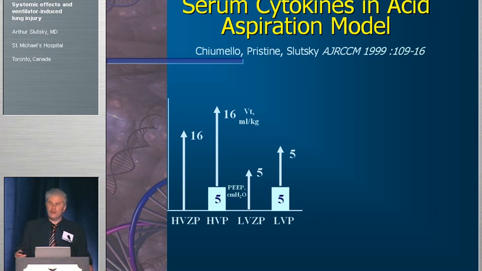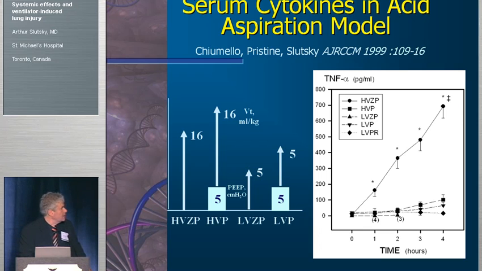We did this in an in vivo model. David Chiumello was the first author on this, a fellow from Luciano Gattinoni's group, published about 5 years ago. We used an acid aspiration model, which I think is a clinically relevant model. You inject acid into the trachea, and it simulates what happens to our patients who aspirate. We then ventilated them with 4 ventilatory strategies: high volume, 0 PEEP, 16 ml per kilo; we then added PEEP to that; and then a low tidal volume group, 5 ml per kilo, 0 PEEP; and added PEEP to that. And here are the results.